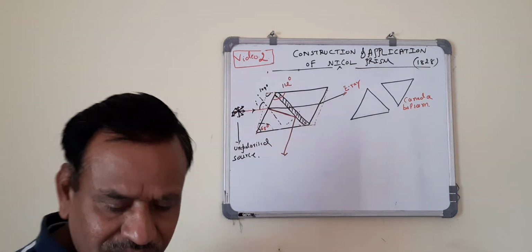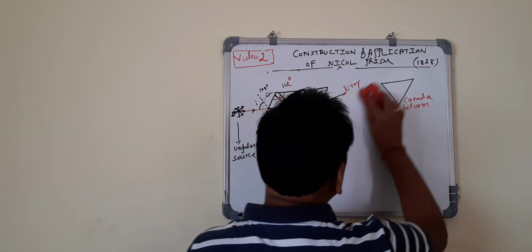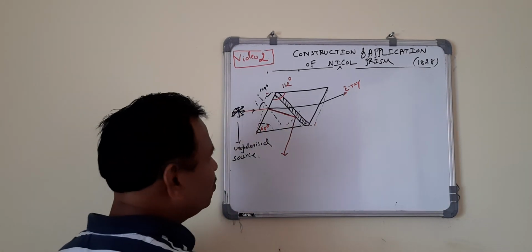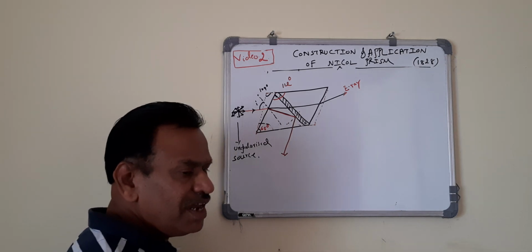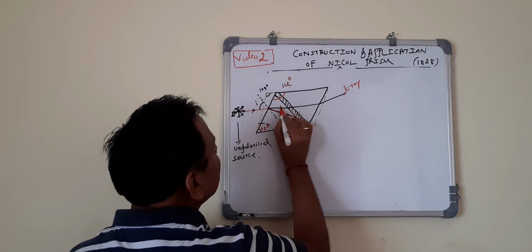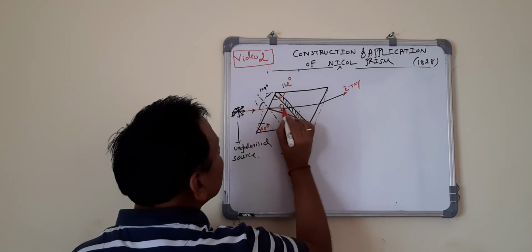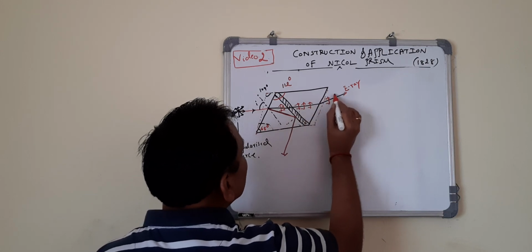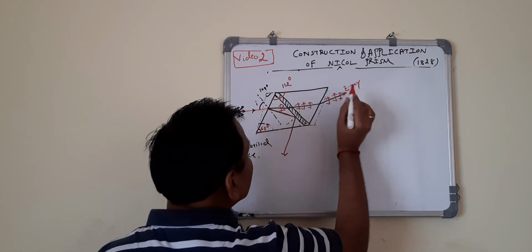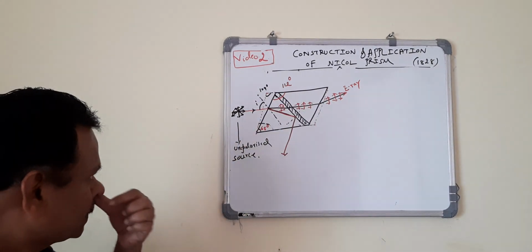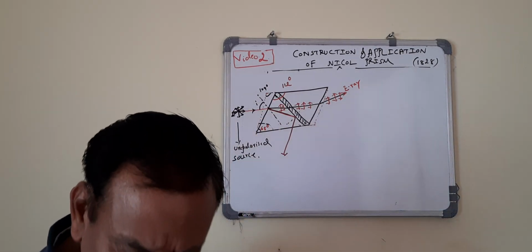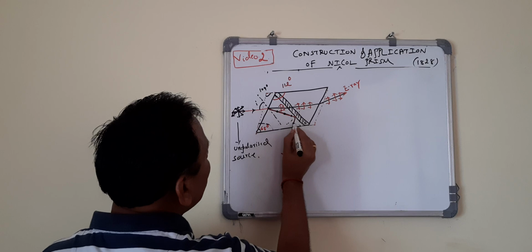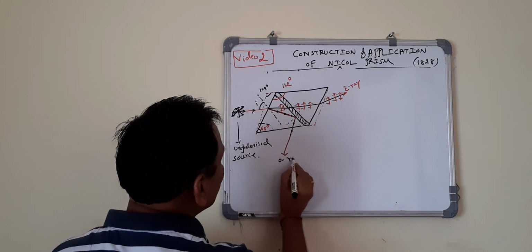Again, you are getting this kind of situation. When ordinary light is allowed to be incident on it, two rays are obtained. As you know, one is extraordinary and another one is ordinary. Here you see vibrations are like this, in the plane of the board. In the extraordinary ray, the vibrations are perpendicular to the plane of the board.